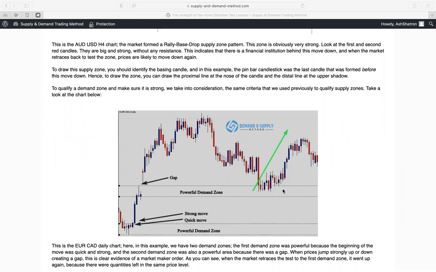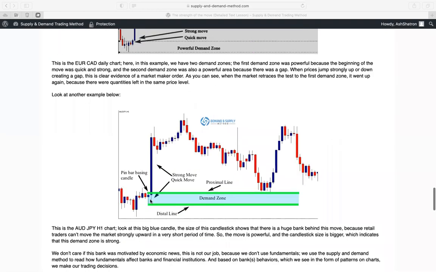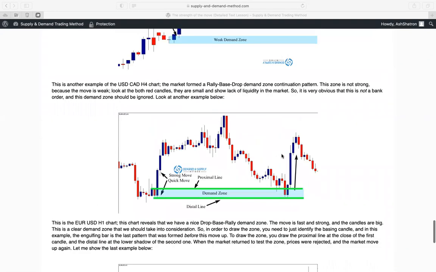This zone will never be a demand structure because this is really ugly. Look at how the market is moving to the upside, right? It's really not nice. This will also be a supply structure because of the move to the downside, right? A quick move to the upside, strong, market retraces back to that region, market goes back up.